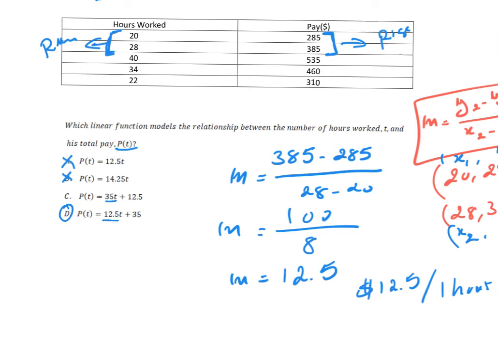Well, we can double check if you want. If you want to know how we get 35 here, you can pick any pair of points you want, like 20 and 285. You can substitute T by 20 and P of T by 285, and you will get 35. We can do that to double check, but we don't have to, because we need to save time. So since the slope is 12.5, that's going to be our answer here.